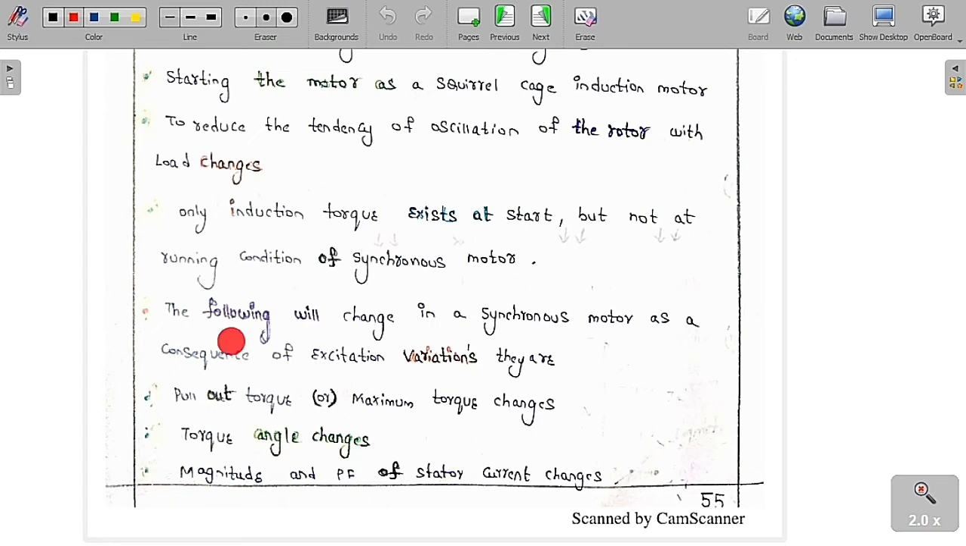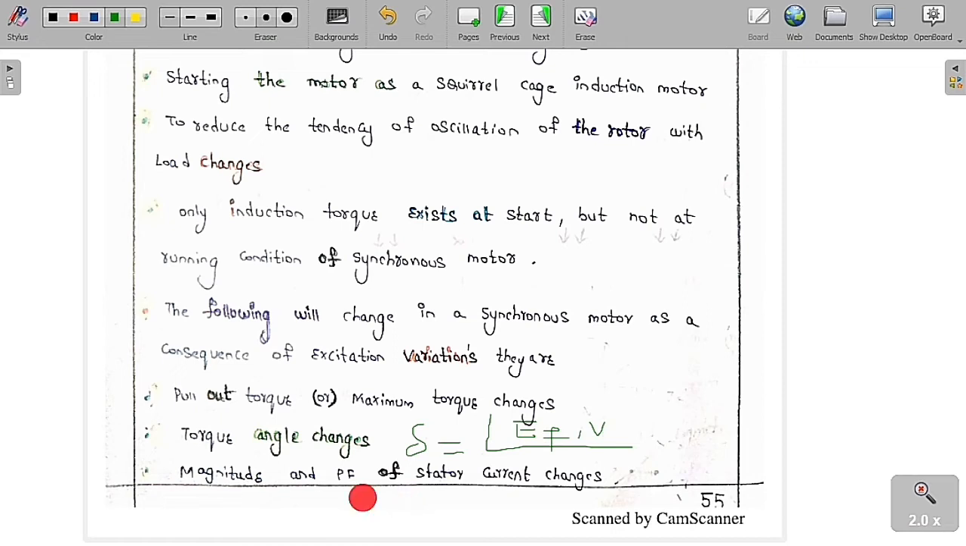So, the following will change in a synchronous motor as a consequence of excitation variations. They are the pull out torque or the maximum torque, and the torque angle, which means delta, the phase angle between EF and V. Torque angle changes, and the magnitude and the power factor also change. Power factor is nothing but theta, which is the phase angle between V and IA.